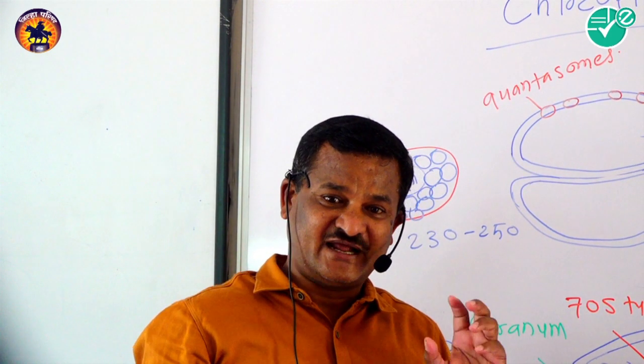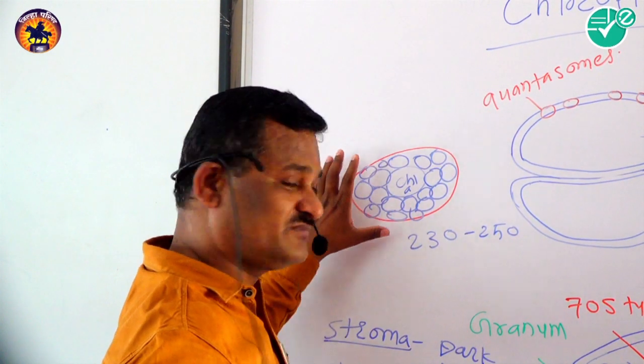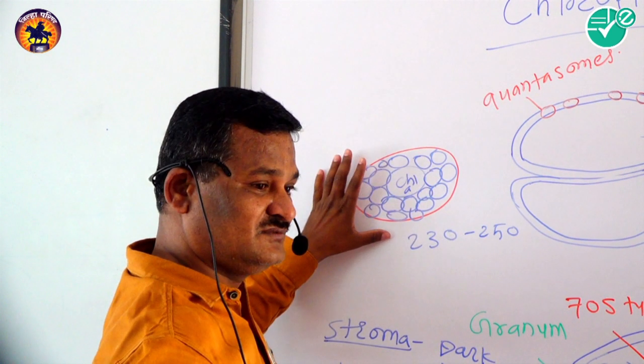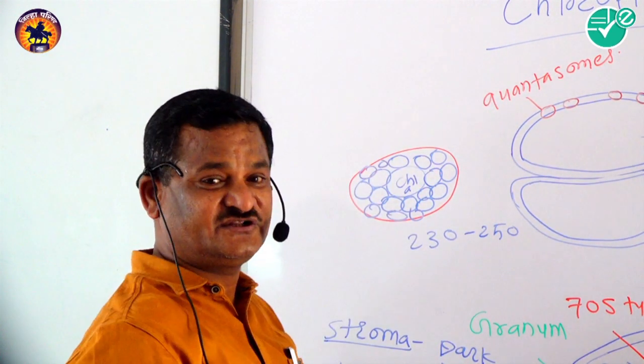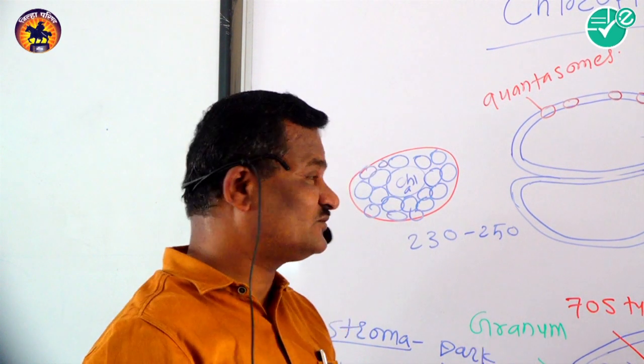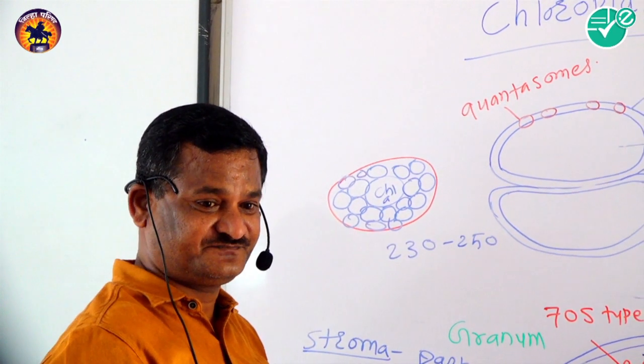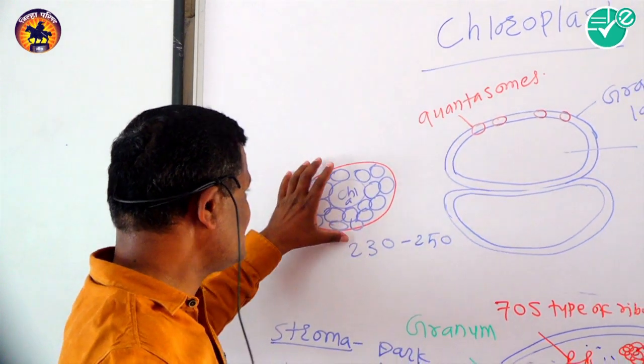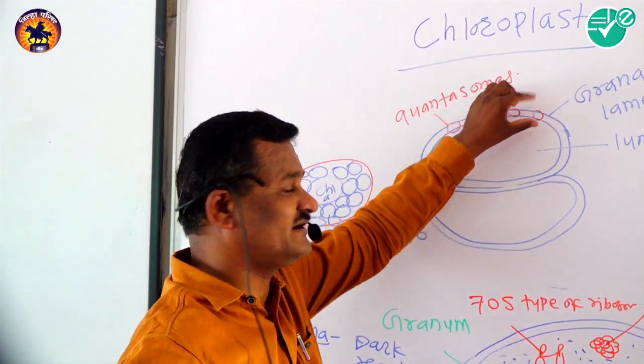energy. The photosynthetic pigments present in the quantasomes absorb light energy in the form of quanta and convert it into chemical energy. These quantasomes are present in the thylakoid membrane.